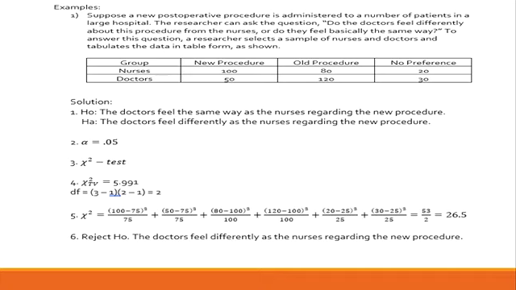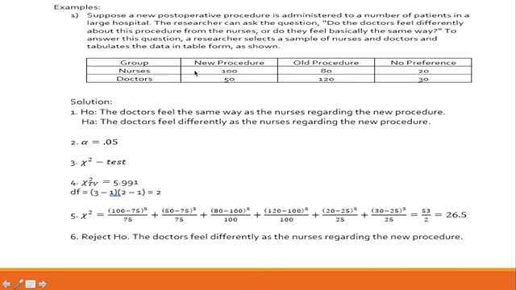So this has something to do with a new post-operative procedure administered to a number of patients in a large hospital, so that the researcher can ask the question: do the doctors feel differently about this procedure from the nurses, or do they feel basically the same way? To answer the question, we are going to make use of a test of hypothesis using the chi-square test. So this is an example of the table, and these are the columns here, and these are the rows.